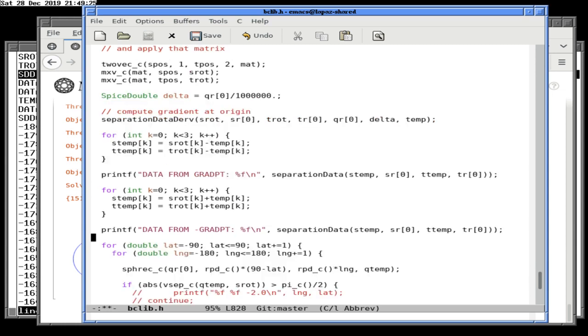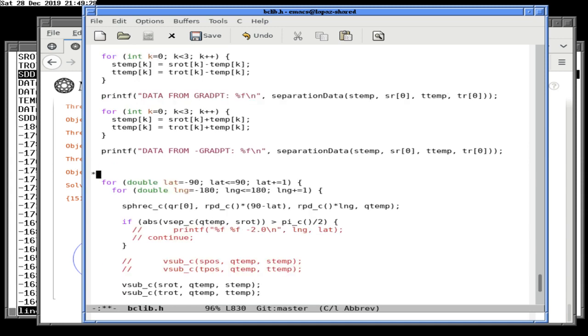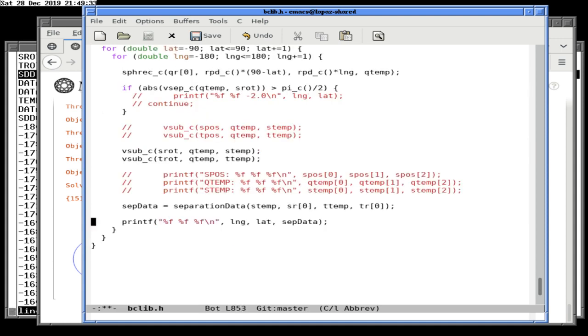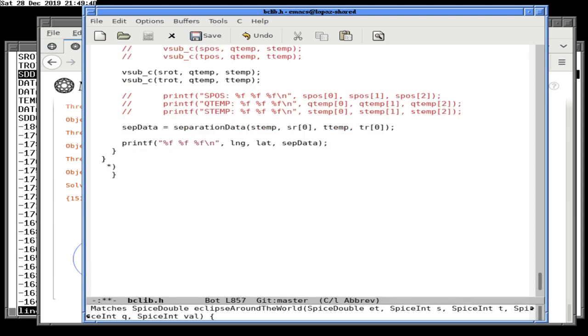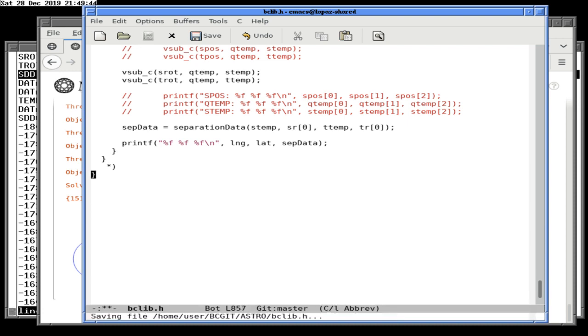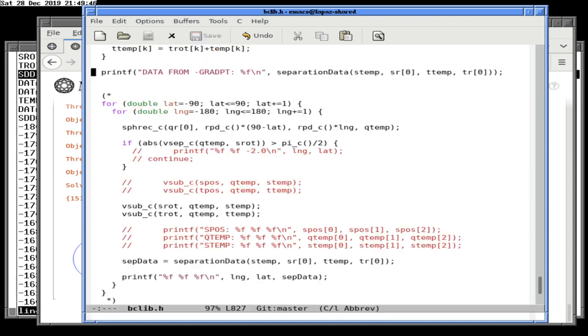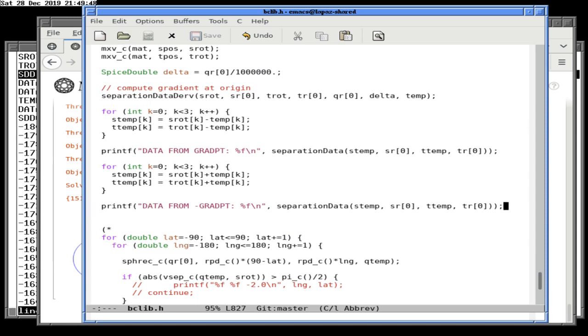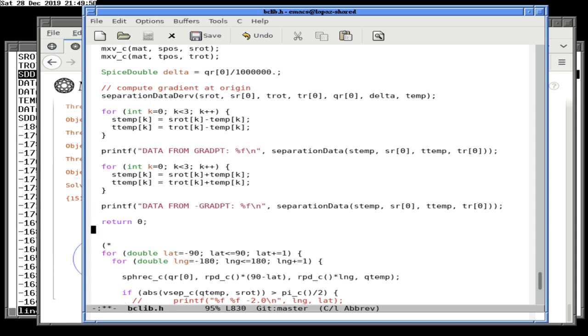Print data from bread. Okay, so this is actually good. We're not going to have to print it. We are going to get rid of this hideous thing now. It's helpful the way it says matches this. Matches spice down. Okay, good. This is what we want. And we actually do need to return something now, and for right now we're going to return 0. But we'll fix that.